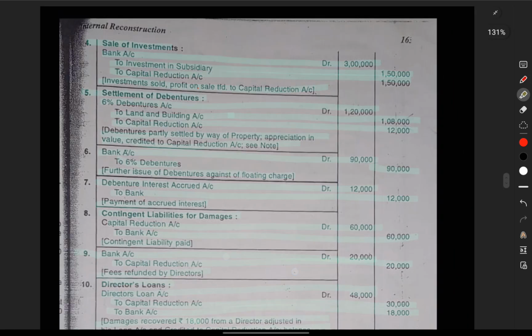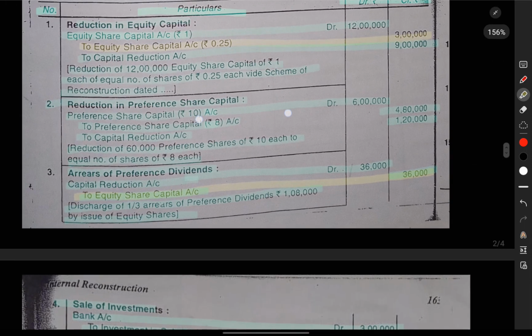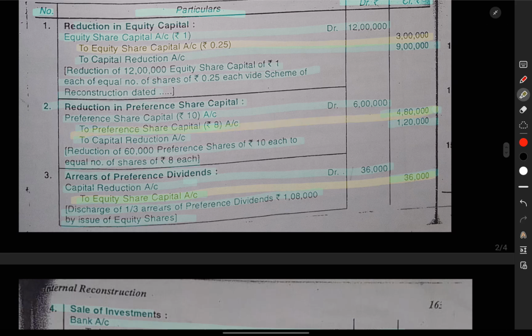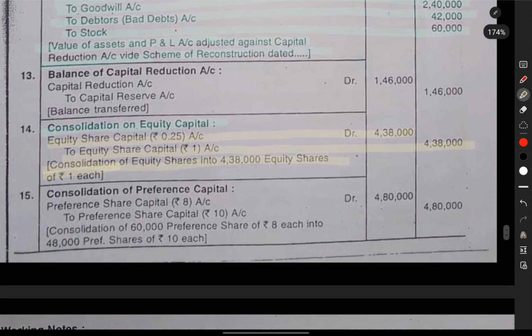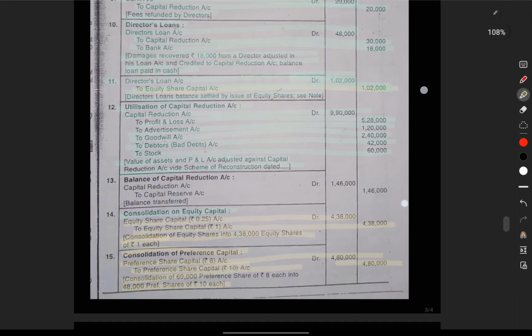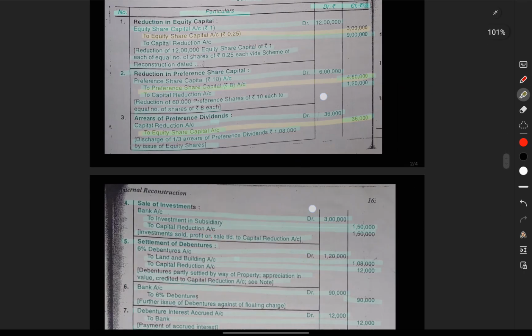And I think we have only one preference share journal entry or transaction, which is preference share capital 4,80,000. So the entry will be preference share capital account rupees 8 account 4,80,000 to preference share capital account 10. Consolidation of 6,000 preference shares of rupees 8 each into 48,000 preference shares of rupees 10 each. We cover all the adjustments and our journal entries.